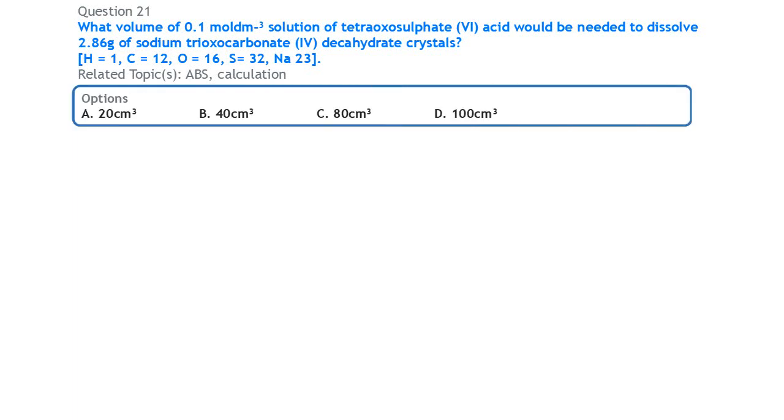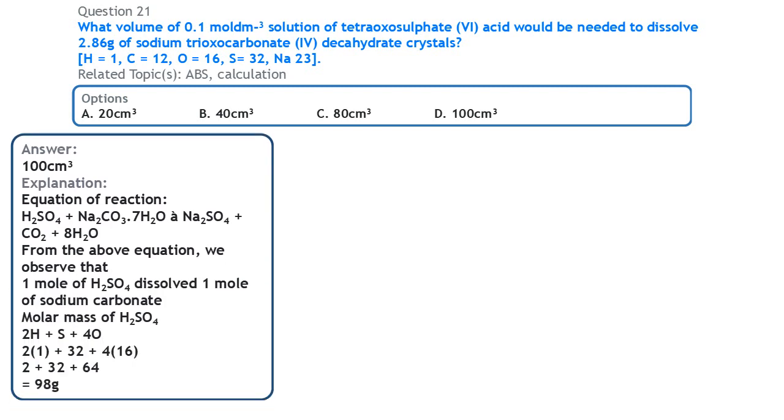We have another question related to acid, base and salts. What volume of 0.1 mole per dm³ solution of sulfuric acid will be needed to dissolve 2.86 grams of sodium carbonate decahydrate crystals? We have the atomic masses of hydrogen, carbon, oxygen, sulfur and sodium given here.